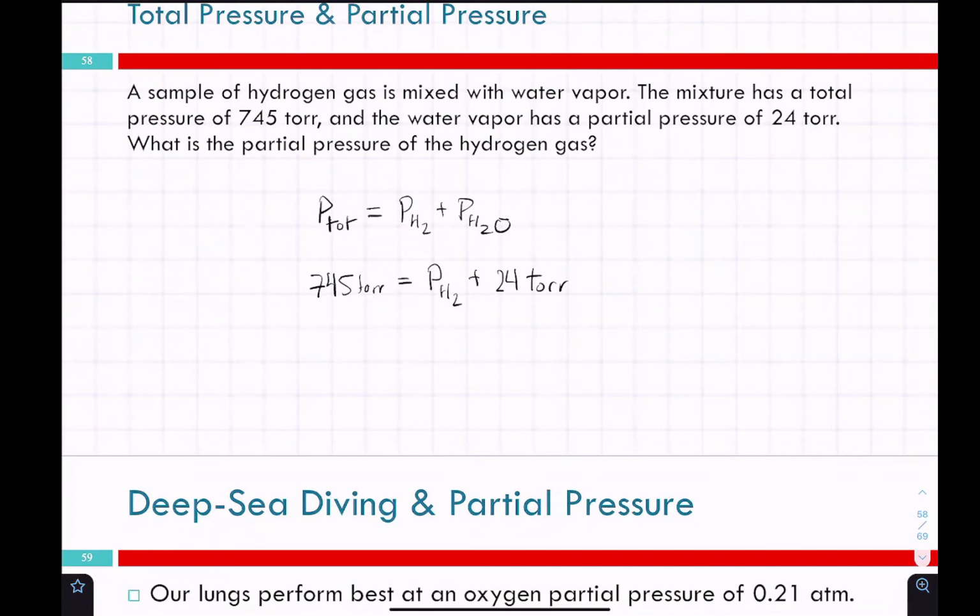We don't have to do that 760 thing? For partial pressures, you do not. So the reason that we needed to be in atmospheres for the ideal gas law is because we're using the constant R, and that R constant has units of atmospheres in it. So here, as long as everything's in the same units of pressure, we don't have to convert it to atmospheres. So this ends up being 721 torr. We just subtract 24 from both sides, and that'll give us the pressure of hydrogen, because all of the gases together will make up the total pressure.